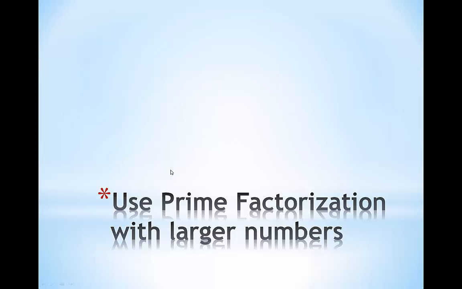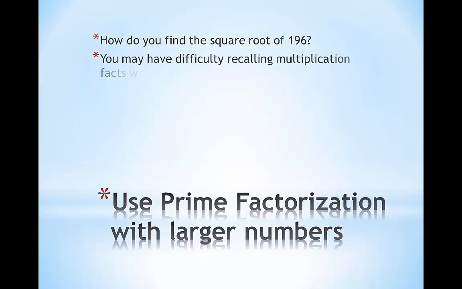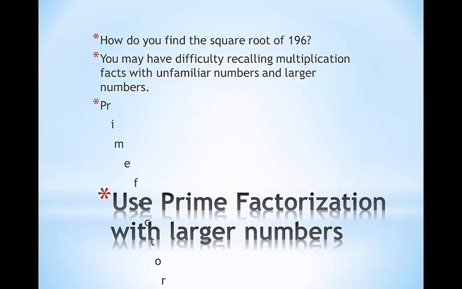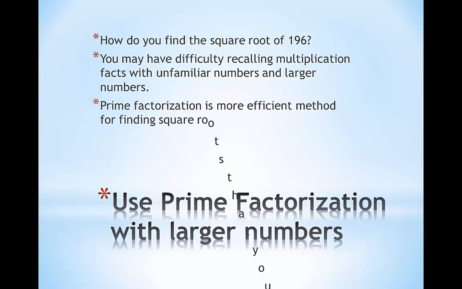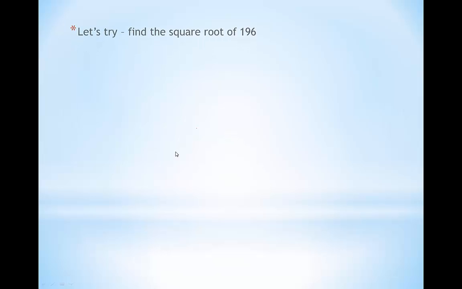Now we're going to use prime factorization with larger numbers or numbers that are unknown to you. How do you find the square root of 196? You might have difficulty recalling multiplication facts with unfamiliar numbers and larger numbers. So prime factorization is the more efficient method for finding square roots that you cannot do with mental math. So let's try. Let's find the square root of 196.